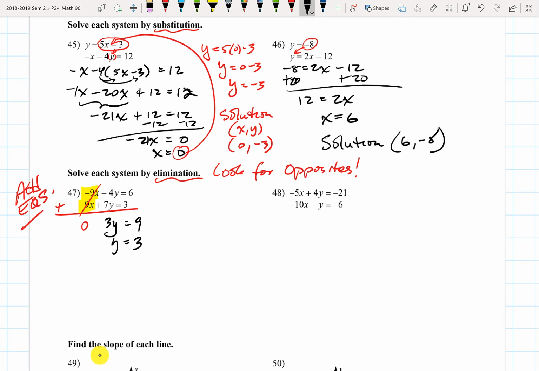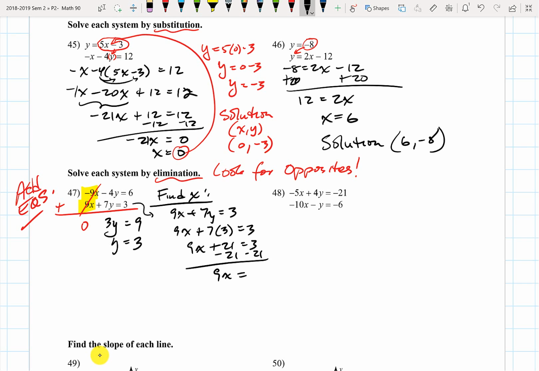And then I find x. I got to find the other variable here. So I'm going to use this equation here. So 9x plus 7y is equal to 3. I know y is 3, so I have 9x plus 7 times 3 equals 3, which gives me 9x plus 21 equals 3. And after you subtract 21, you get 9 times x is equal to negative 18, divide by 9, and you get x is equal to negative 2. So my solution on this one is negative 2 comma 3. Right? Always x and then y.